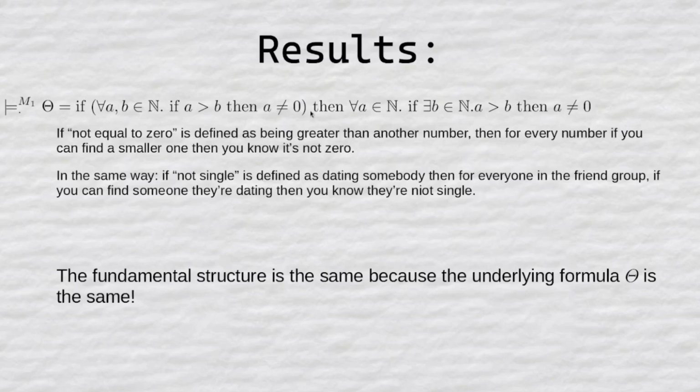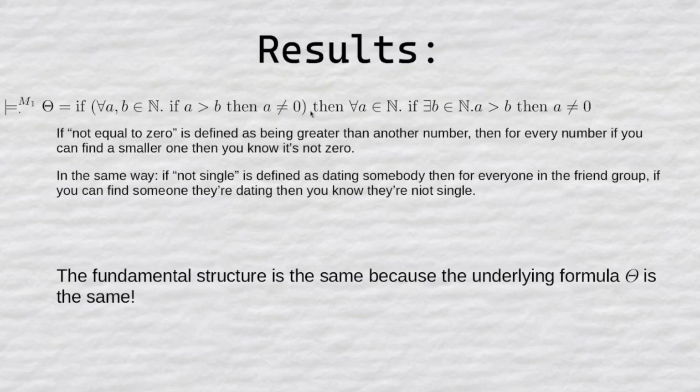So, for every A, B in the natural numbers, if A is greater than B, then we know that A is not 0. So, if we're assuming that definition, then for any number you have, if you can find a smaller number, then you've proven that it's not 0. And it's the same thing for the Model 2 example. If we define not single as dating someone, if you take anyone in the friend group and you can find someone they're dating, then you know that they're not single.